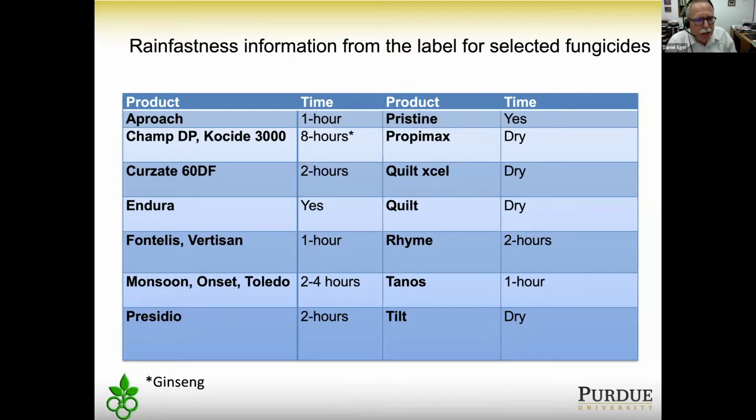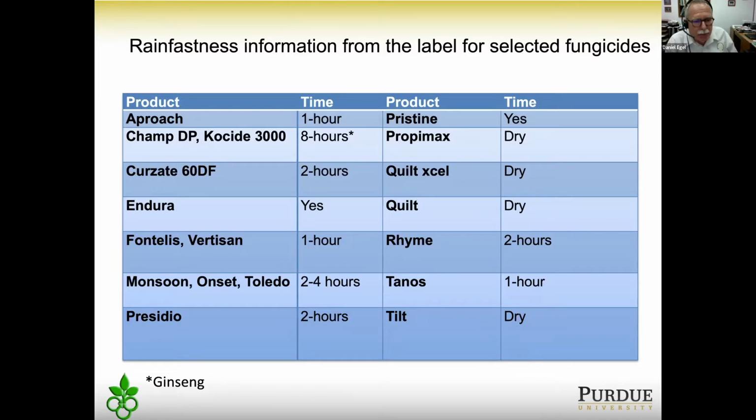Curzate, 2 hours. Endura and Pristine both say yes. Well, what does that mean? Essentially, I guess it means that the manufacturer is standing behind that Endura and Pristine are rain fast, but they're not telling you how long, what period of time to wait.